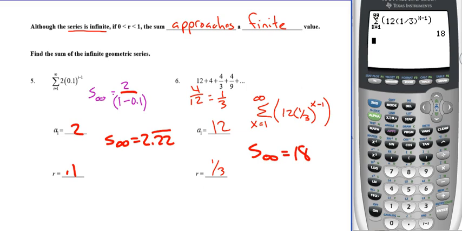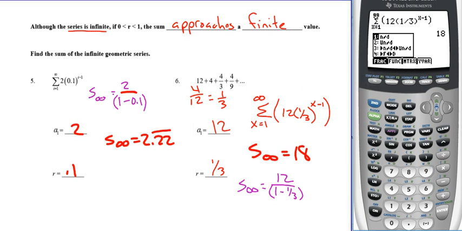And you could attempt that with the formula if you like. The formula was the sum of the infinite series is equal to 12 divided by 1 minus 1/3. And we can type that in the calculator. Alpha y equals, for our fraction, 12 over 1 minus 1/3. And we get 18. So you see both ways work, and you just got to determine which way you like best.